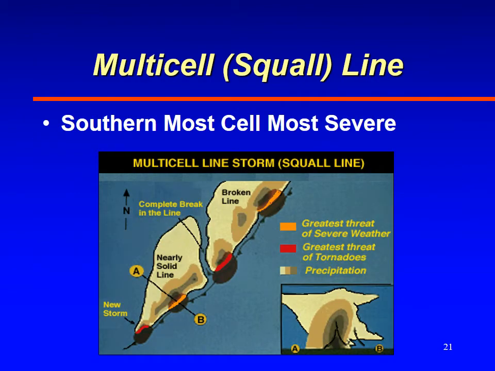If there are breaks in the line, typically that means that those storms on the south side of that line where the break is won't be competing with the other storms for moisture coming up and feeding the storms. So you tend to have stronger storms in that area, and also perhaps a chance of tornadoes in that region.